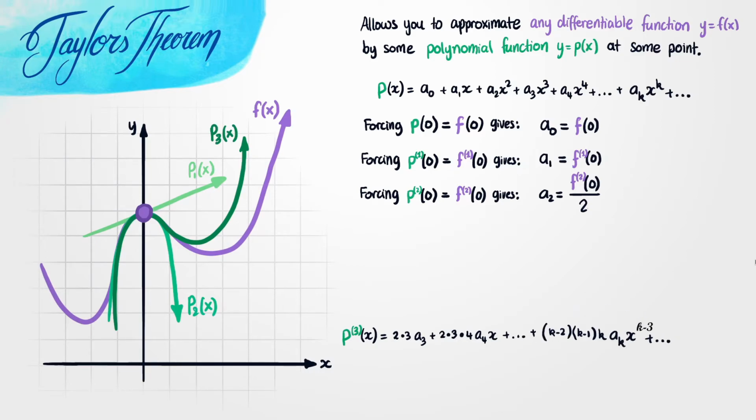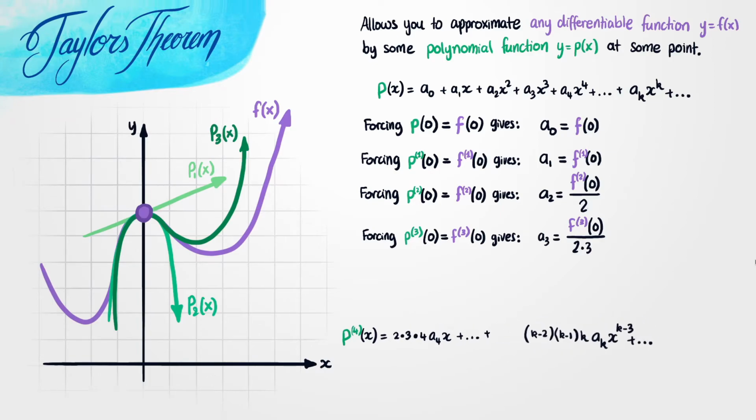Okay, so if this is true, then subbing in x equals 0 over here will also cause all of these terms to go to 0 again, and you'll only be left with 2 times 3 times a3. Okay, and now I can just divide both sides by this 2 times 3 to get the value of a3. Okay, and now I hope you can see the pattern brewing at the bottom over here. But just to confirm, I'm going to go ahead and differentiate this one last time. Okay, so this is the last stretch here. We're going to expect P4 of 0 to be exactly equal to F4 of 0 as well.